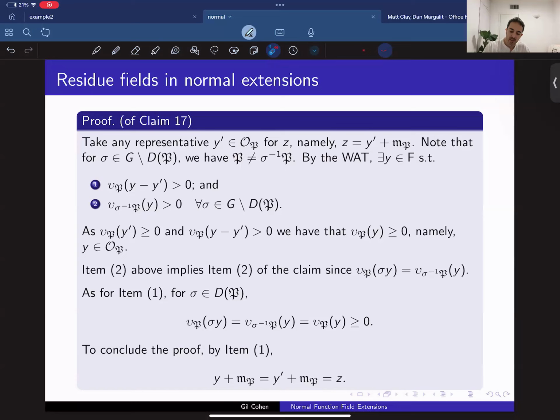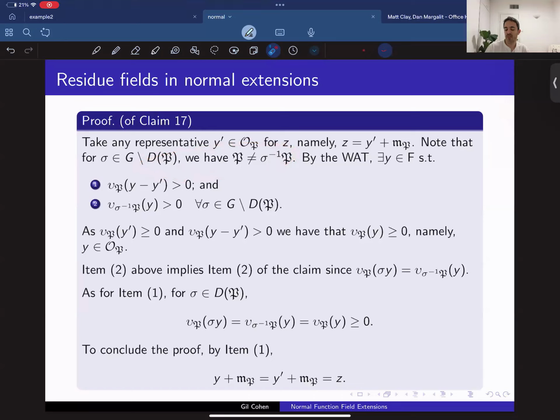So first of all, know that if you take sigma that is not in the decomposition group of P, then P is not sigma inverse P, right? Because if sigma is not there, then also sigma inverse is not there, or you can just take sigma to the other side. And therefore, by the weak approximation theorem, you'll see where this comes in.